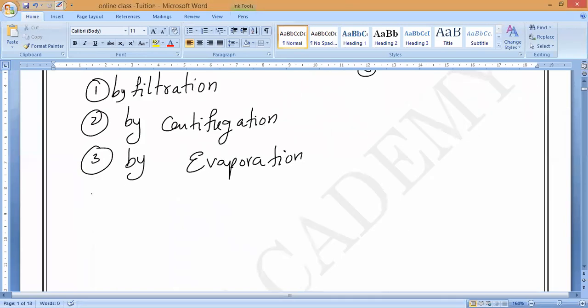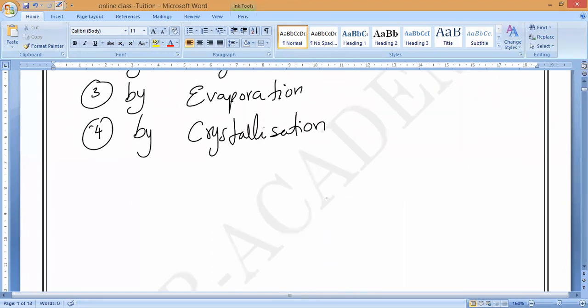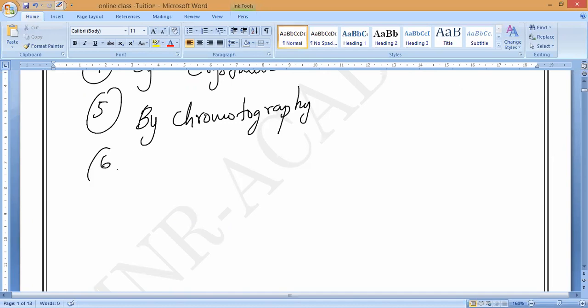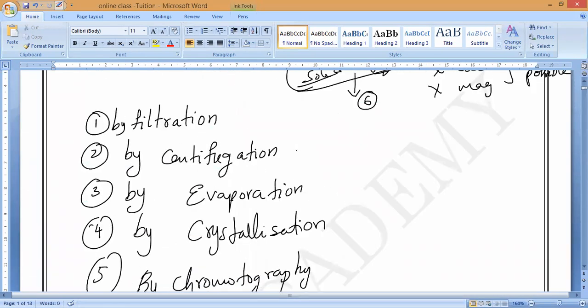Next, crystallization. Understand? All these techniques we can use for what purpose? Separation of a solid liquid mixture, by filtration, by centrifugation, by evaporation, by crystallization. Next, by chromatography. And the last method, by distillation. Understand? 1, 2, 3, 4, 5, 6.